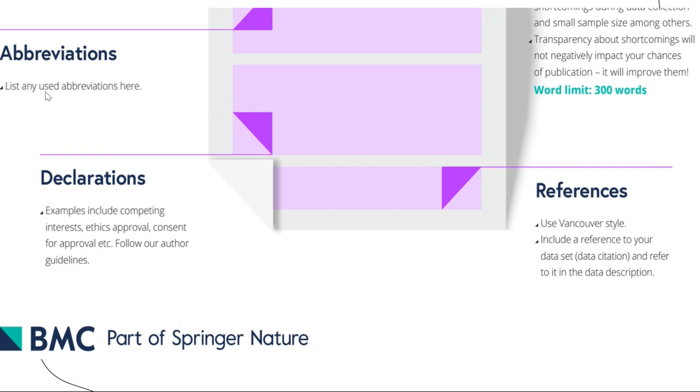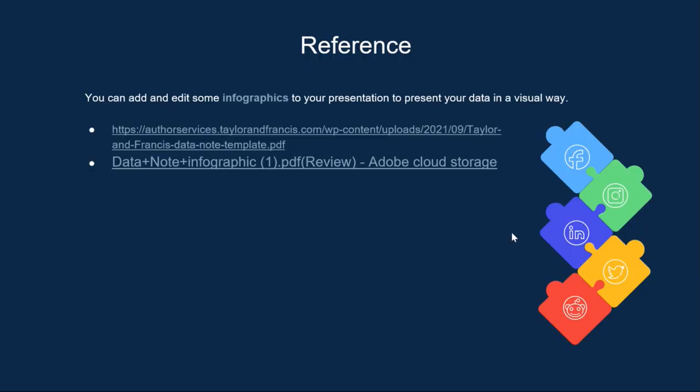Now you have to give the abbreviations, and you have to give the declarations of your data, for example where it was taken from, and then any ethical approval required you have to specify there. And you have to give the references. For references, for BMC, part of Springer, we can use the Vancouver style, and include references to your data sets and refer to the data description.